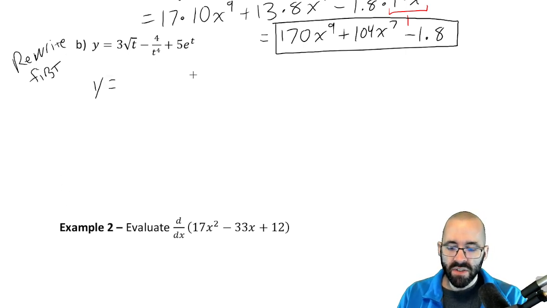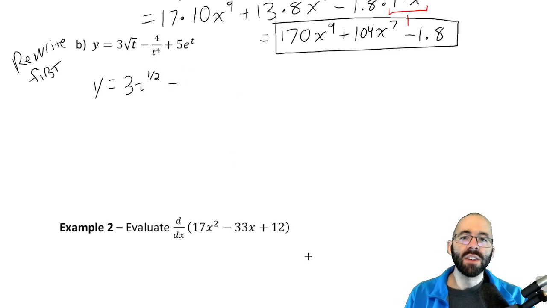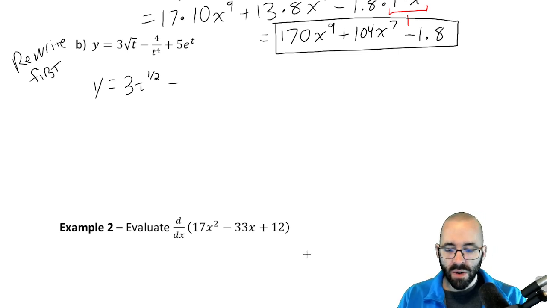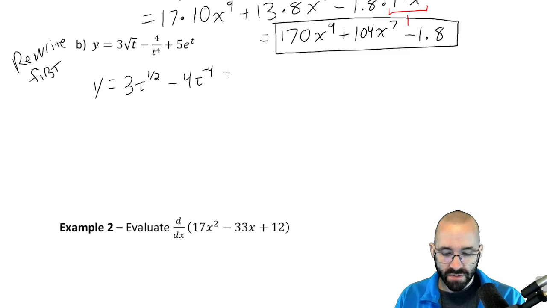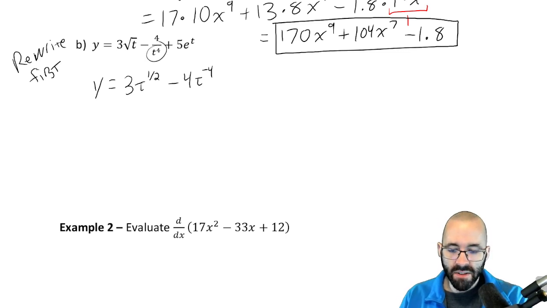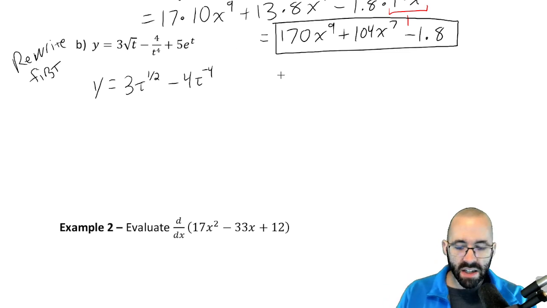Before we take the derivative, let's write this like that. Remember, fractional exponents are the same thing as radicals. So the square root of t is t raised to the 1/2. And then remember, negative exponents mean the exponent goes in the denominator. So t to the -4th is the same thing as dividing by t to the 4th. Remember your properties of exponents.